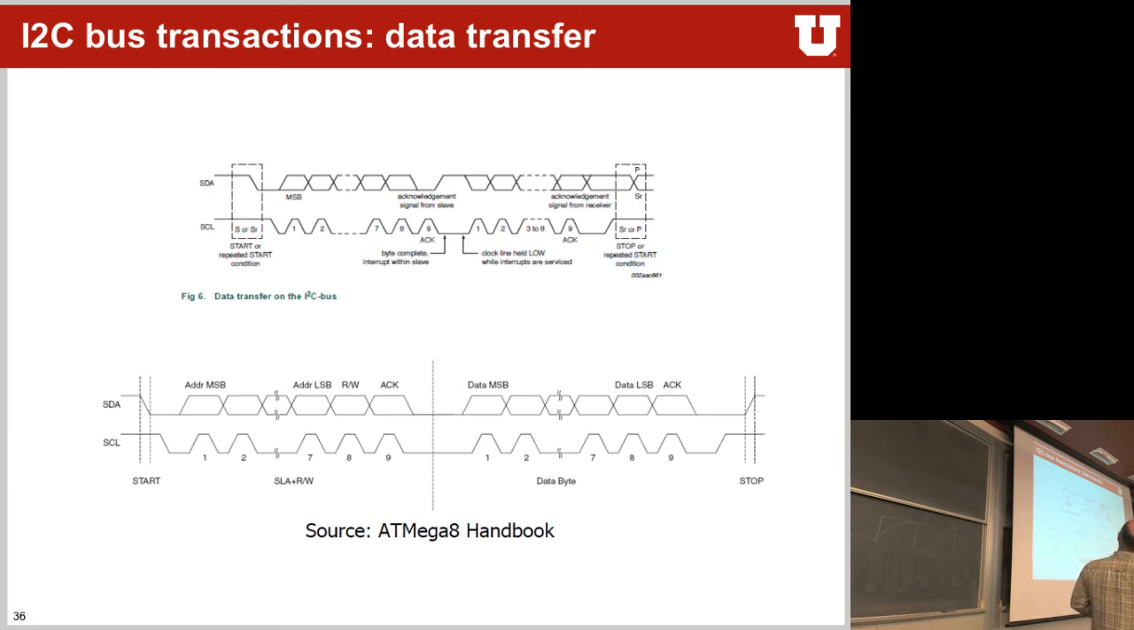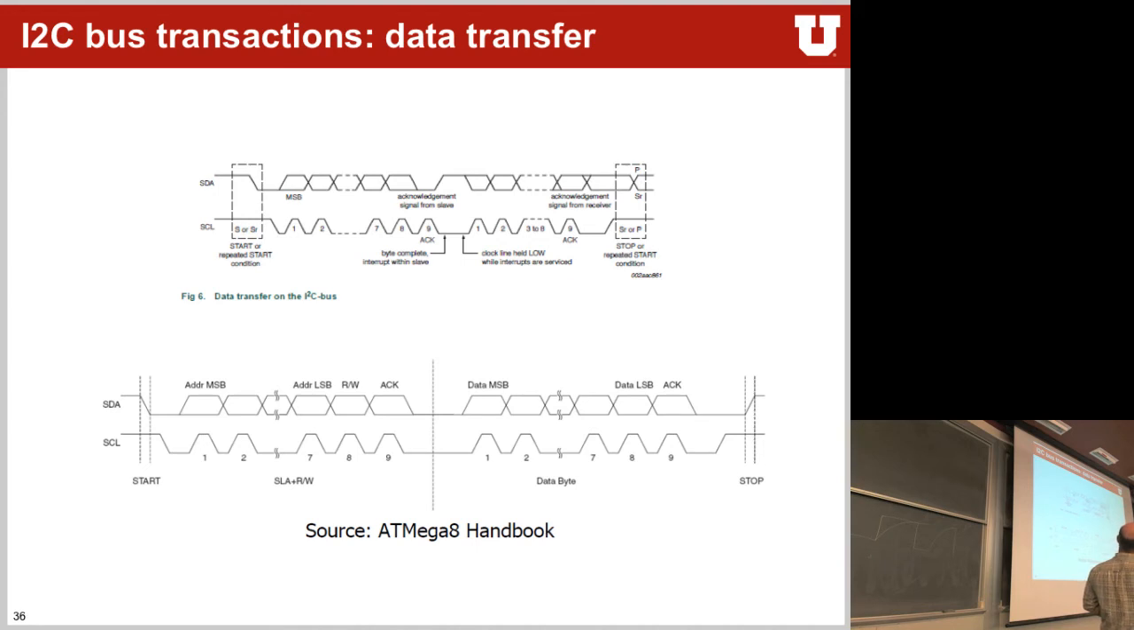So what we have is SDA is high, SCL is high. Remember, it's an open collector system. They're always driven high due to the pull-up resistors. A master pulls down the data line while the clock line is still high. That's basically a sign to everybody else that, hey, something is coming on the bus. We should better start listening.